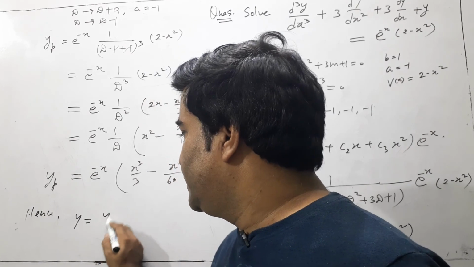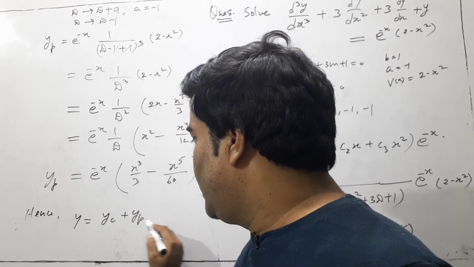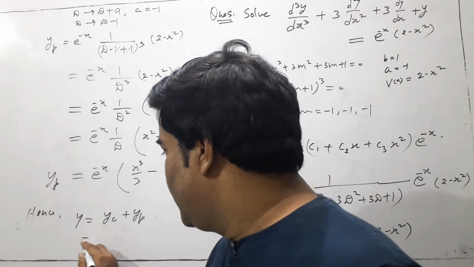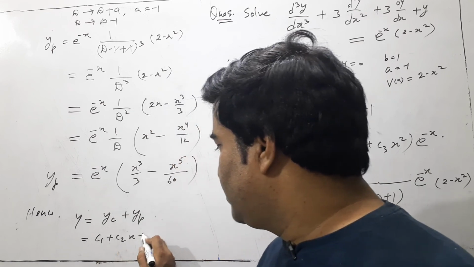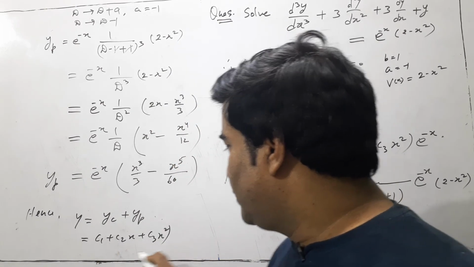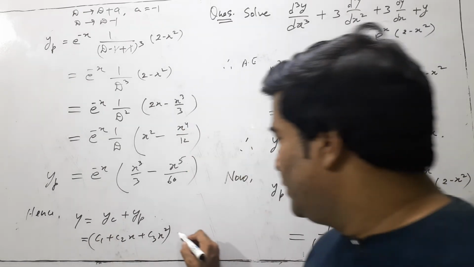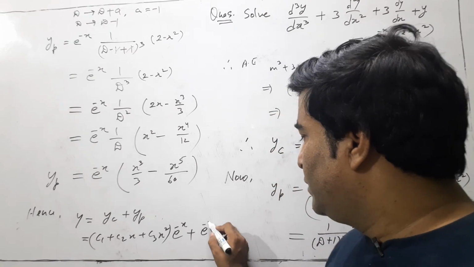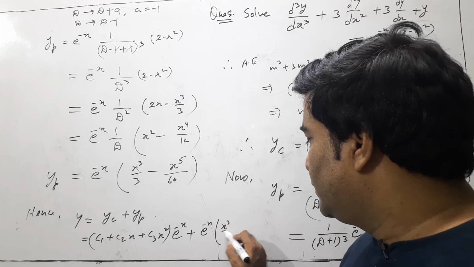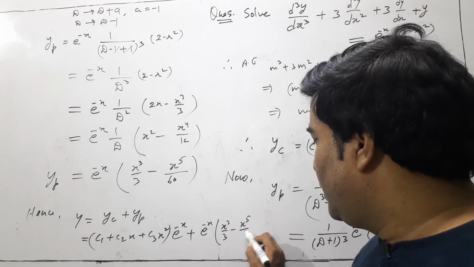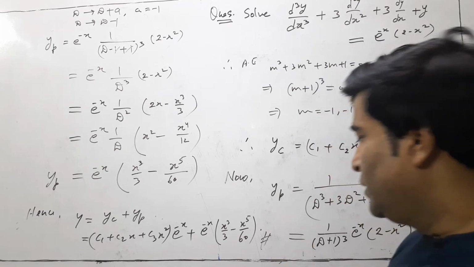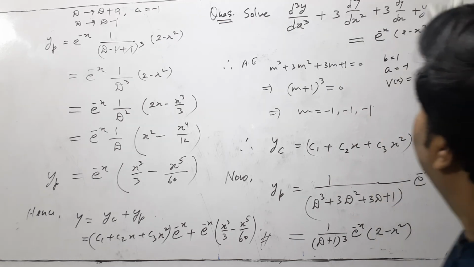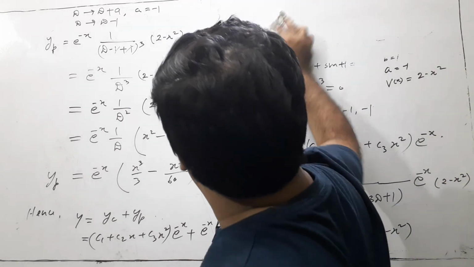Hence the solution y is equal to yc plus yp, where yc is (c1 plus c2 x plus c3 x square) into e to the power minus x, plus yp is e to the power minus x times (x cube upon 3 minus x to the power 5 upon 60). This is the complete answer of the given differential equation. And now we will solve some more examples on this case.